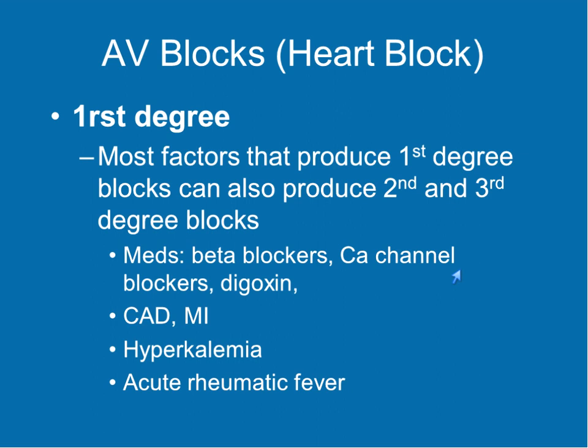A first degree heart block would be worth mentioning or paying attention to if the patient never had it before, and we've got a variety of medications on board that could be impacting that. Coronary artery disease, myocardial infarction, especially the inferior MI, because the inferior MI is caused when the right coronary artery becomes occluded, and the right coronary artery supplies the AV node in most people. Very high potassium can cause heart block, as can acute rheumatic fever.